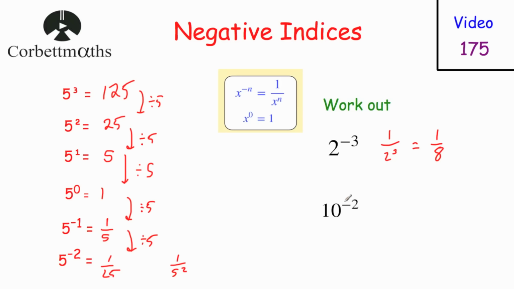Next, 10 to the power of negative 2, well we would put 1 over and then just write 10 squared. And 10 squared is 100, so the answer would be 1 over 100. So if we had 10 to the power of negative 2, our answer would be 1 over 100. And that's it. So if we want to work out a negative power, you just put 1 over and then just use the positive power on the denominator.